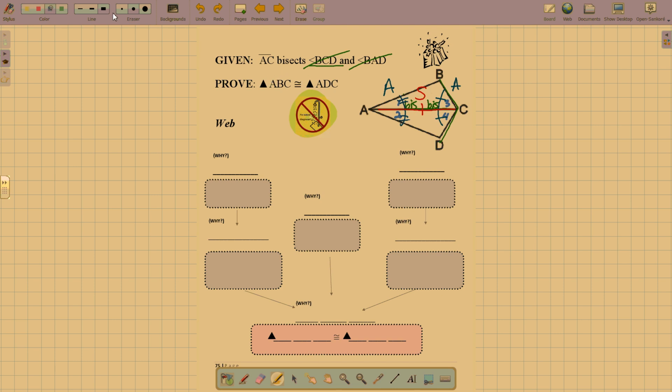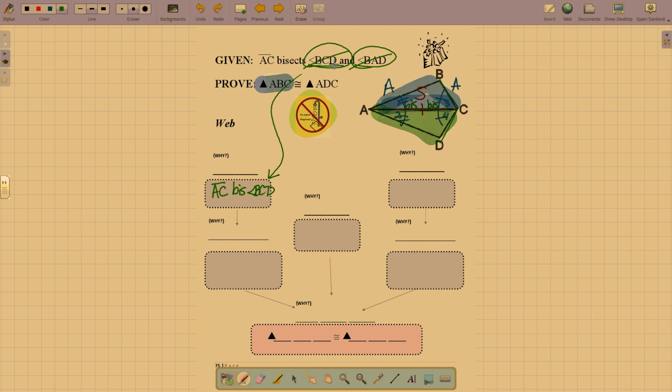So this shows that now triangle ABC is congruent to triangle ADC. Webbing shows how things fit together. For example, there's two pieces to my original given, and I'm going to show how those pieces fit: the fact that AC bisects angle BCD, that was one part of my given, and the fact that angle BAD is bisected as well.